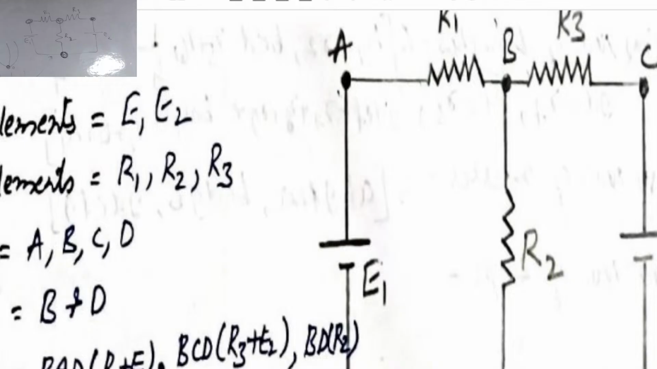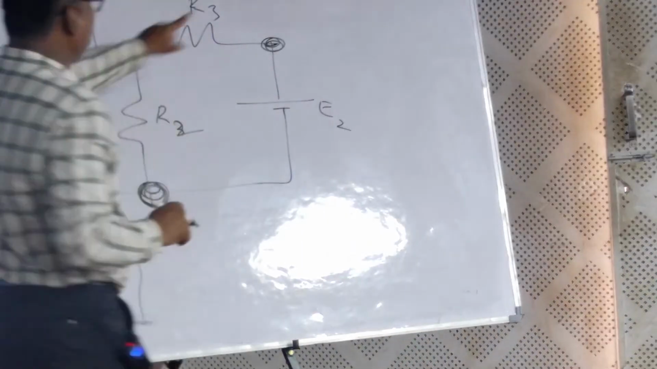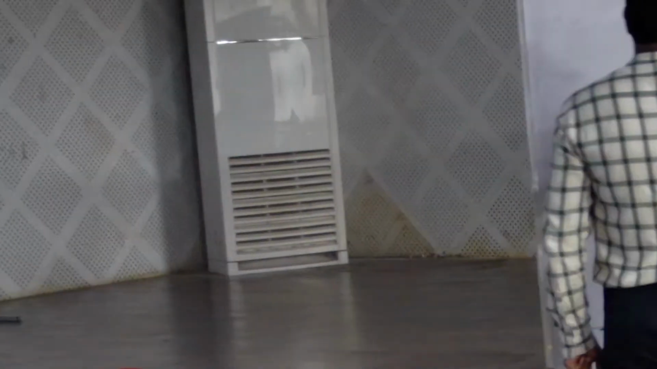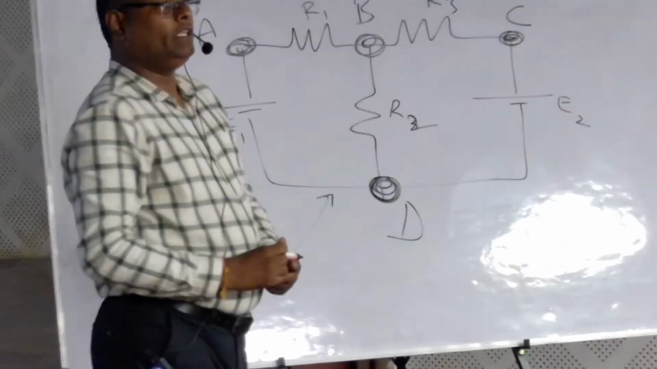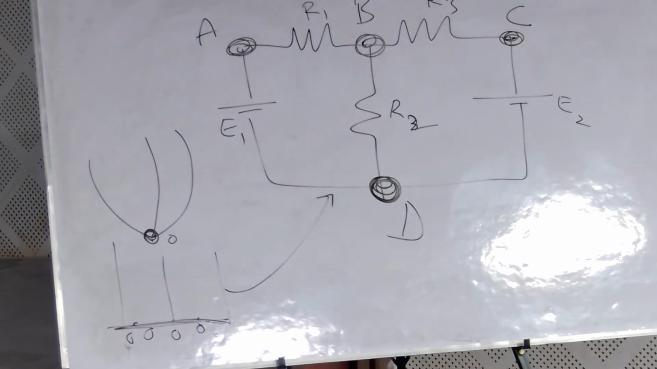Totally how many nodes now? 4 nodes. Give the names. I have given the names; give your wish: X, Y, Z, or 1, 2, 3, 4, otherwise A, B, C. In this way, if you see any kind of circuit diagram, we have to find out the nodes. Not only this diagram, take any kind of diagram. In problem 2, I'll give one circuit diagram and you have to find out the nodes. This is problem 1.